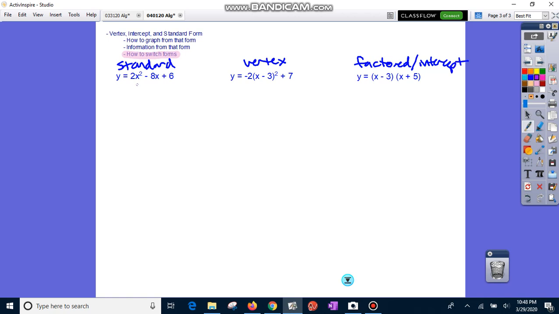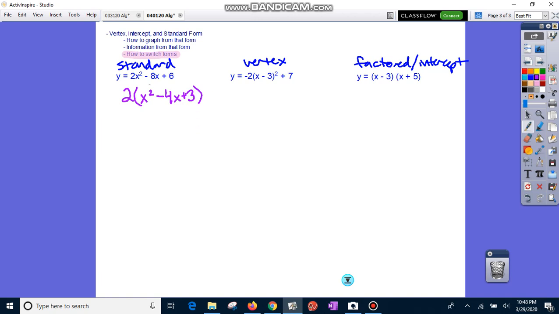So standard form, how do we switch? Okay, well, we can go to intercept and factored form from this. Intercept is probably the easiest. If I'm factoring something, so go to intercept form, I have to factor. Factoring something, find a GCF first. There is a GCF in this case, so we take out that 2. That means divide everything by that 2. So 2x squared divided by 2 leaves an x squared, minus 8x divided by 2 leaves a 4x, plus 6 divided by 2 leaves 3 left.